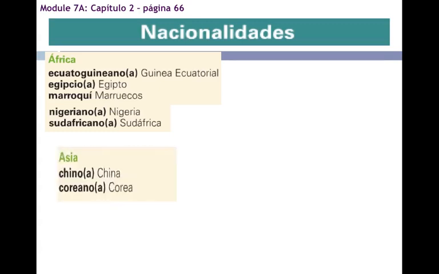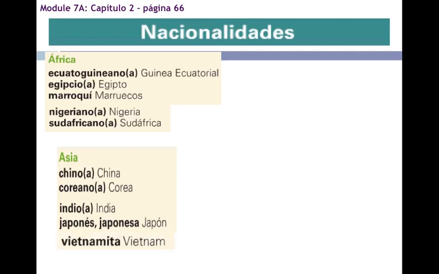Repitan, Asia. Chino, China. Coreano, coreana. Indio, India. Japonés, japonesa. Vietnamita, vietnamita. And notice the ita, like artista, doesn't change to ito for the masculine.